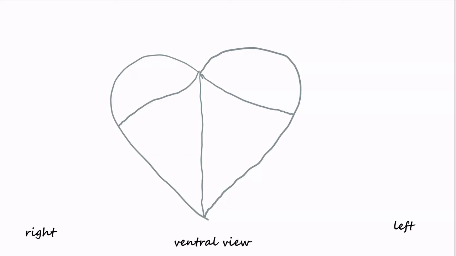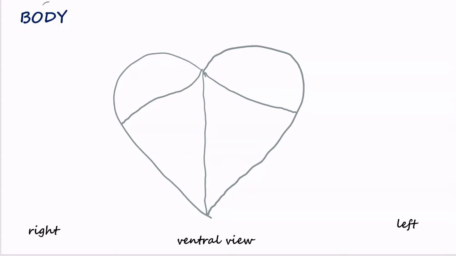If I hold up my left hand, it is on your right. And if I hold up my right hand, it is on your left. So let's draw a heart. And now we will divide that heart into 2 and then into 4 to get our 4 chambers. Remember, this is the ventral view. The right is on the left and the left is on the right.